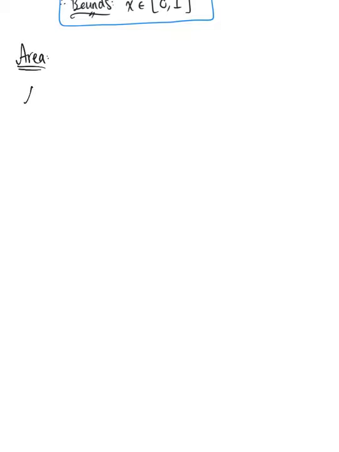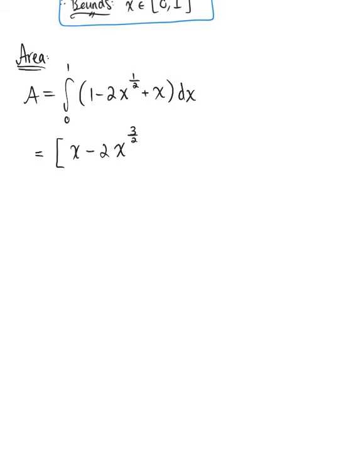So the area, A, is equal to the definite integral from 0 to 1 of 1 minus 2 times the square root of x, which we'll rewrite as x to the 1/2, plus x dx. And we're ready to integrate. So this will be equal to x minus 2 multiplied by x to the 3/2, all divided by 3/2, plus x squared divided by 2, and we're going to evaluate this from 0 to 1.